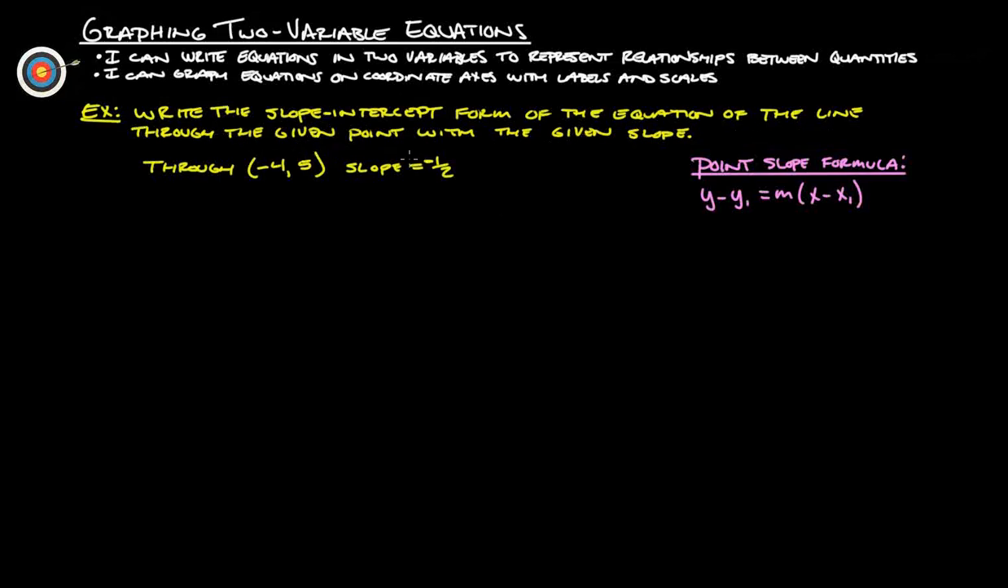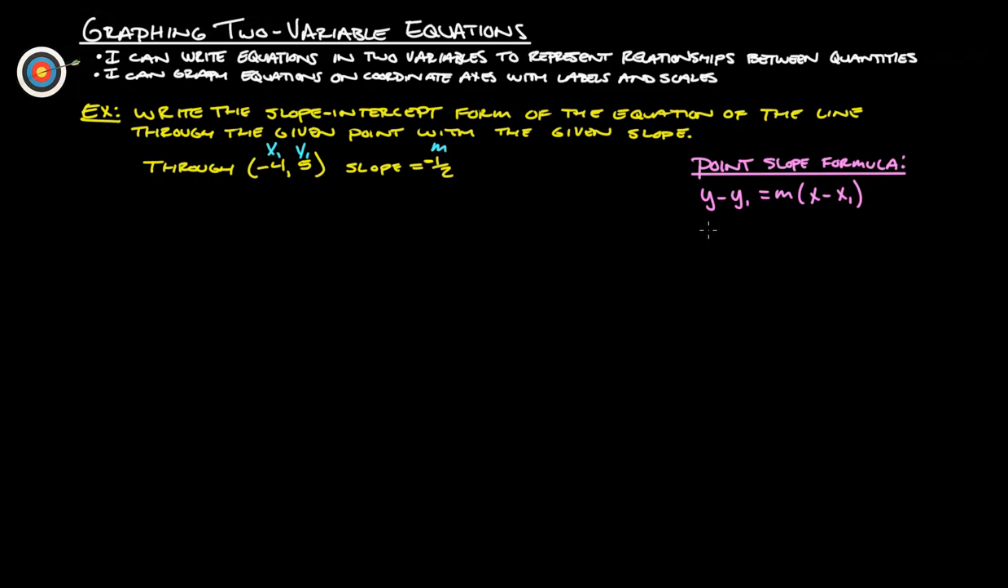Okay? What we're going to look at is write the slope-intercept form of the equation of the line through the given point with the given slope. So they give us a point and they give us a slope. So what we want to do is use our point-slope formula. This is going to be our x1, this is going to be our y1, and our slope is also known as m in this equation here.